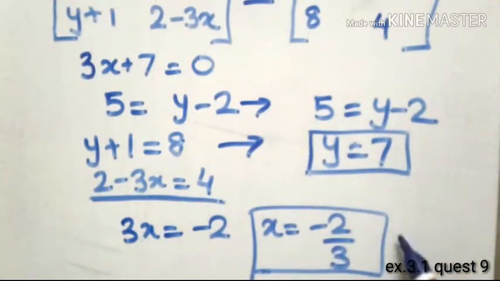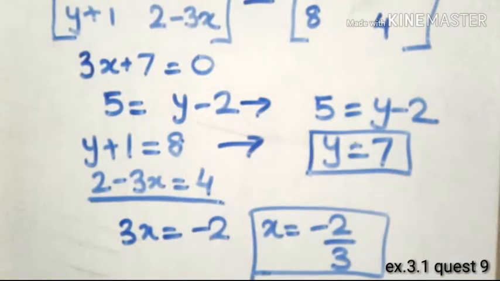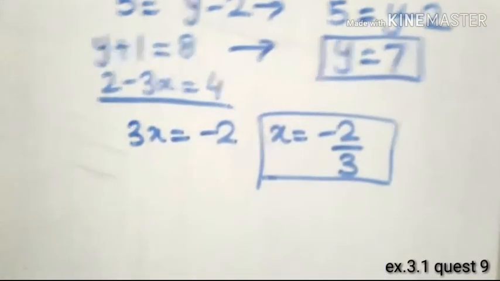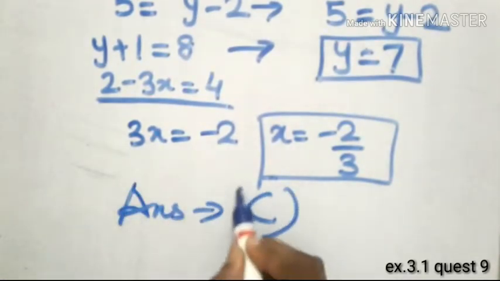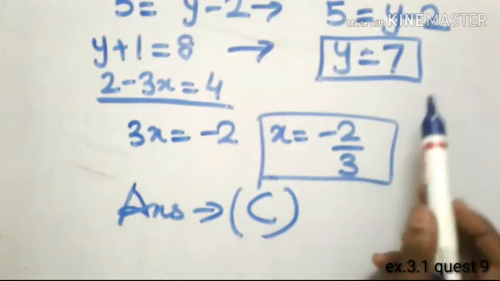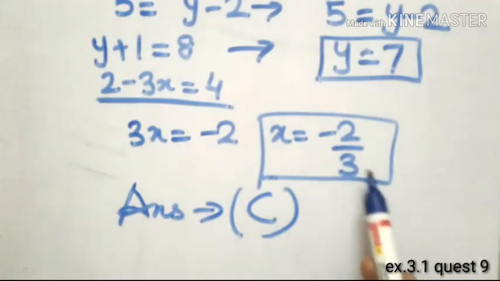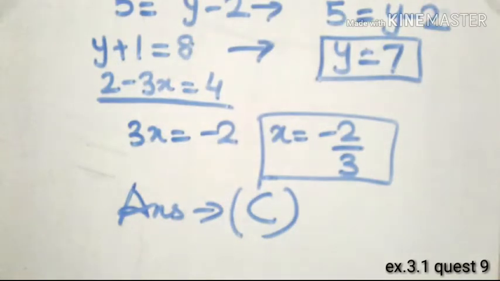Now these two values when put in this matrix will make the matrices equal. So which option will that be? That will be option C. So the answer is option C. That is y is equal to 7 and x equal to minus 2 by 3. Hope you understood how to solve these type of problems.